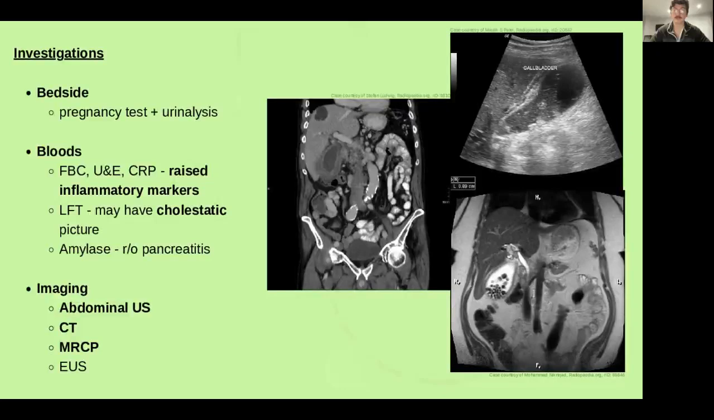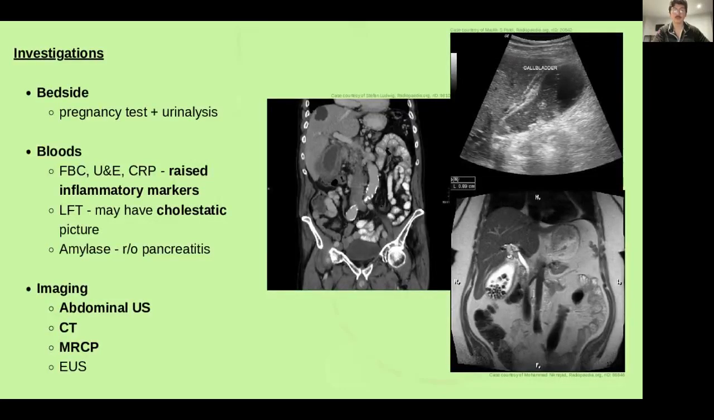Bloods, yeah. So same as last time. FBC, U&Es, CRP, LFTs again. There might be a cholestatic picture, so raised ALP and GGT. Probably want to take an amylase as well to rule out pancreatitis. It's just a common add-on to any set of bloods you do with abdominal pain.